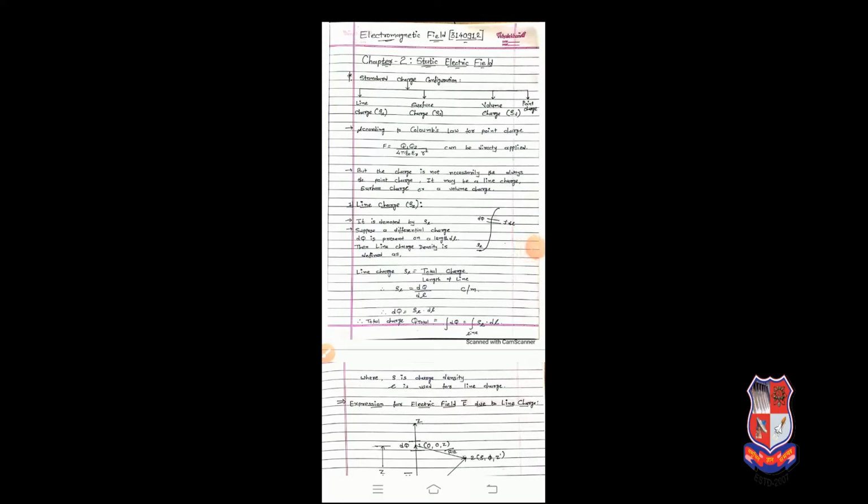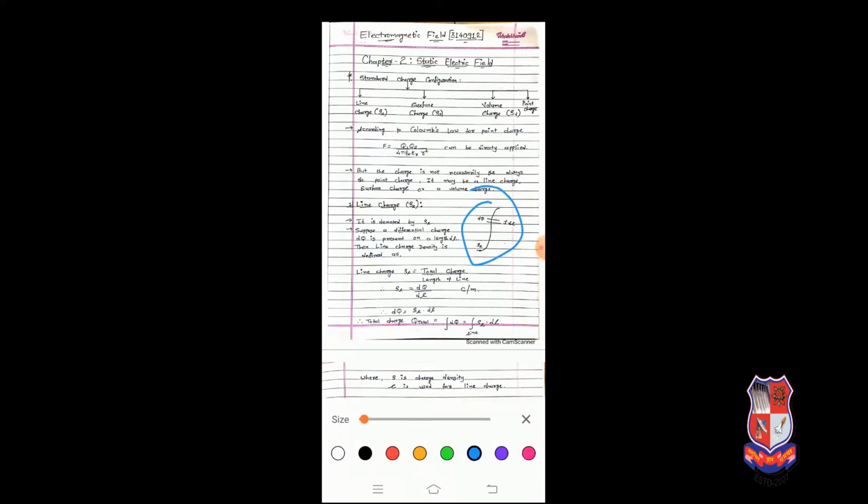Now here we are taking the line charge. In the figure we can see that the line, its line charge density is suppose rho coulomb per meter. Now we are taking a small part of the line and finding its electric field intensity. After that we can take integration over the whole line. From that we can find the electric field intensity vector E for the whole line.